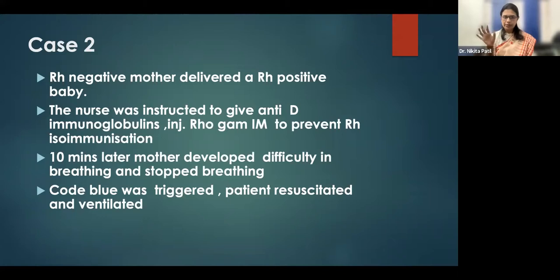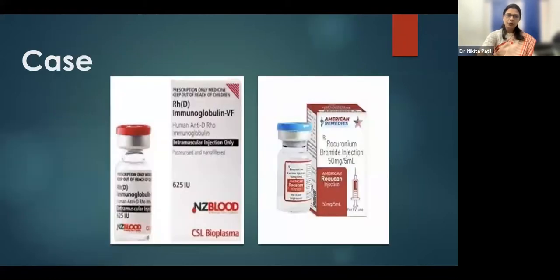Six hours after all this happened, the in-charge sister spoke to the head sister and told her whatever was in her mind. She opened the fridge and checked which drug was actually given. To her surprise, injection Rogam was still there. So what was injected? She opened the sharps bin, the waste, and there she found injection rocuronium. So injection rocuronium was given in place of injection Rh D immunoglobulin, that is Rogam.